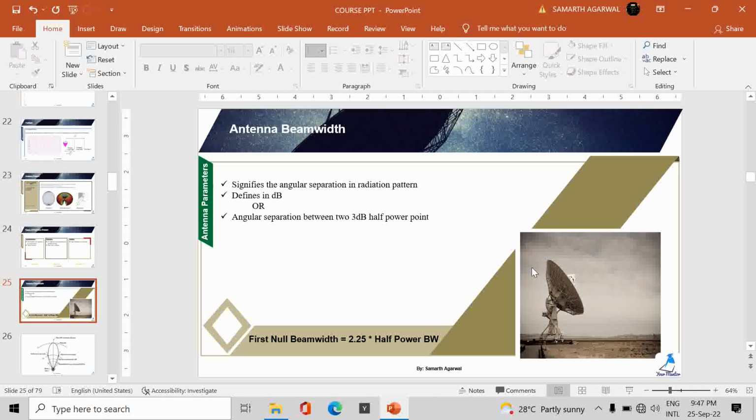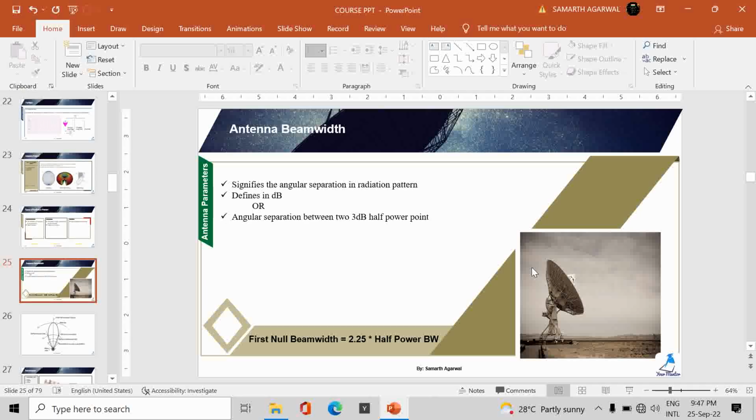Okay, now antenna beam width, I'll say. Generally it is omnidirectional only, because as I said, this isotropic antenna is kind of a theoretical antenna. It does not exist in real life.